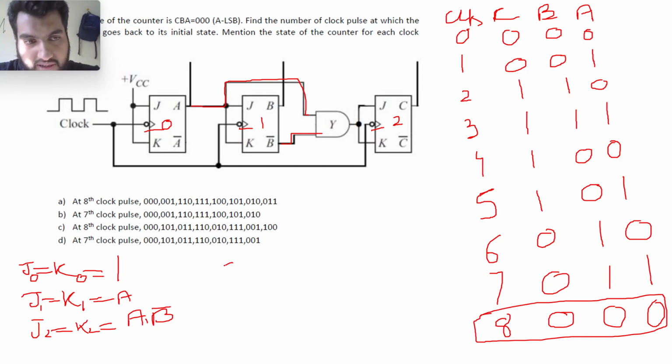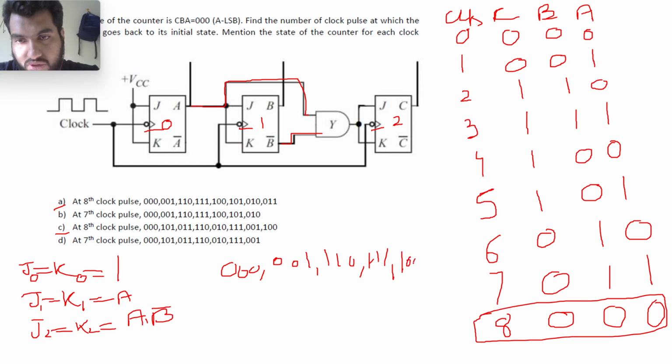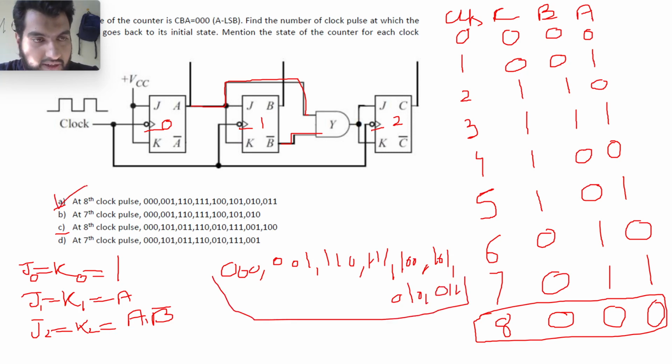So for the transitions that are made, since we have two options here, we need to write down the transitions also. So it will be 0, 0, 0, 0, 0, 1, 0, 1, 1, 1, 1, 1, 1, 0, 0, 1, 0, 1, 0, 1, 0, and 0, 1, 1. These are my states, and as you can see, option A is the correct answer and is following this sequence.